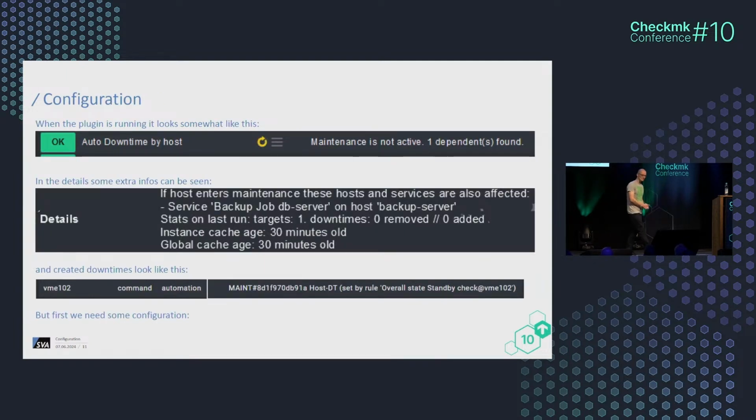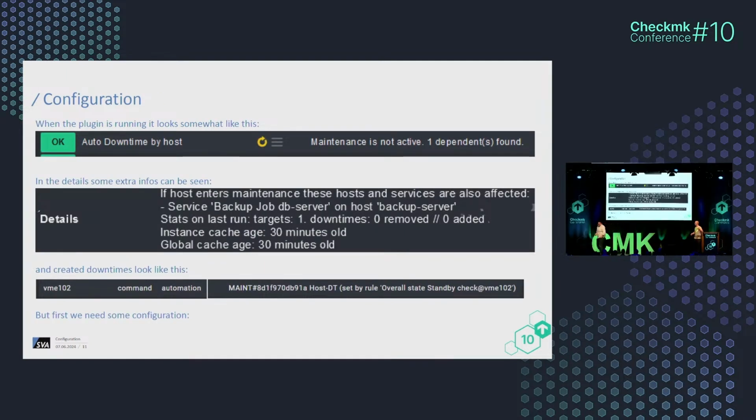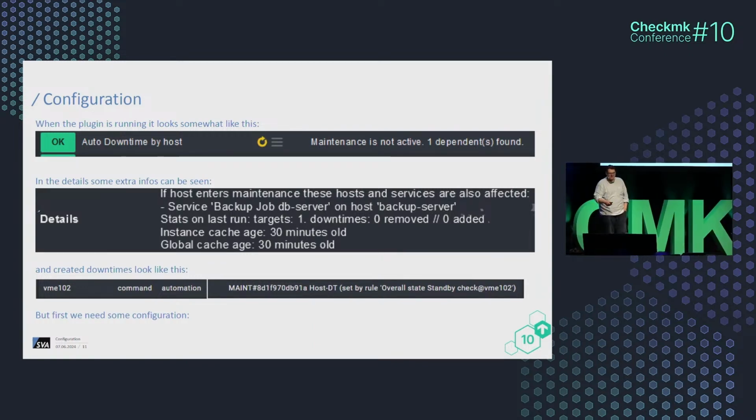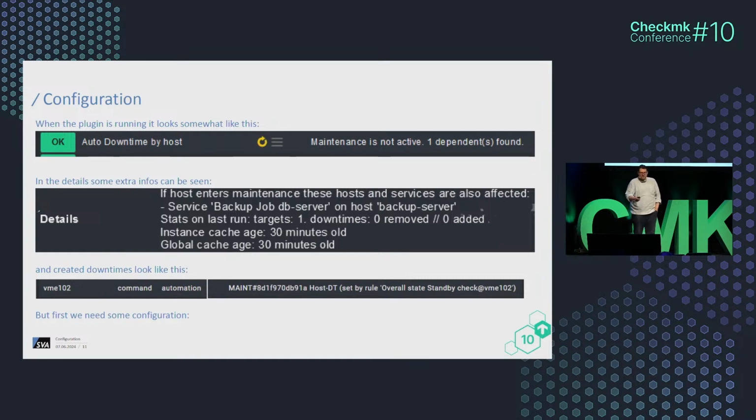Oh yes, here we see a few screenshots of the plugin in action. So the first screenshot is just a service summary. Here we see the plugin is currently not active and it had found one dependency. And the second screenshot is the service details. So if we click on the service summary, we go to the details page. We see a detailed list of the hosts and services which will create downtimes for, and also some statistics on the last run. So in this case, it has not added or removed any downtimes. And also some info on caching, which we'll cover a bit later.